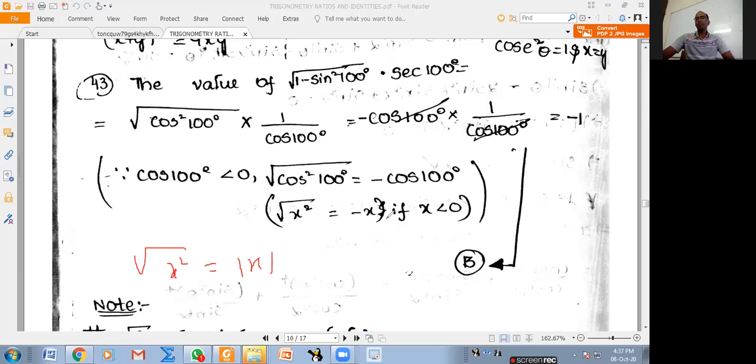And mod x definition is: when x is positive, it is plus x, and when x is negative, it is minus x. That's the definition of mod x.